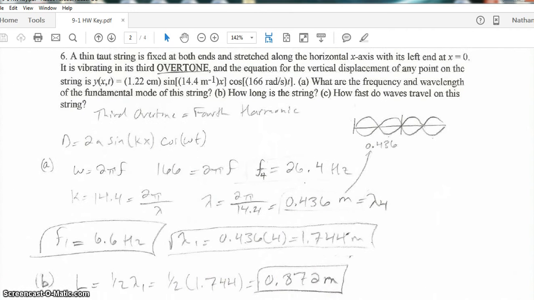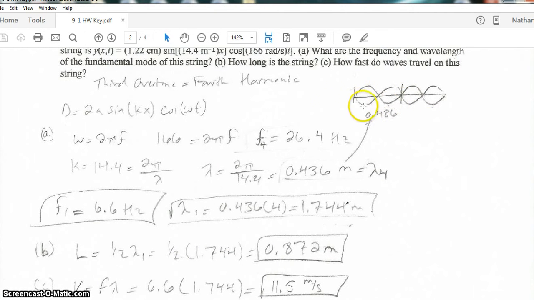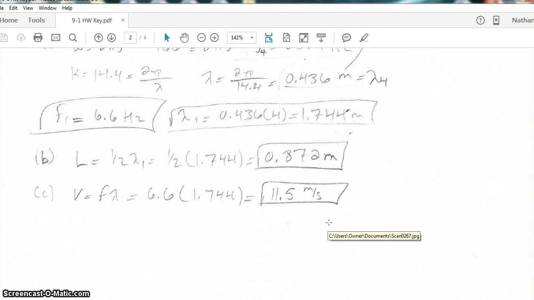I also could just think about this logically the way I did before. If this is the wavelength of each wave as it's passing in the fourth mode, I have 2 full wavelengths in here. I have 1 wavelength to the middle, and then 1 wavelength over here. So my total length of the string should be 0.872 no matter which approach I take to get there. And then once I know the wavelength and I know the frequency, finding the velocity on the string is also pretty easy. So really for part C, just taking those 2 measurements from part A and multiplying them together.